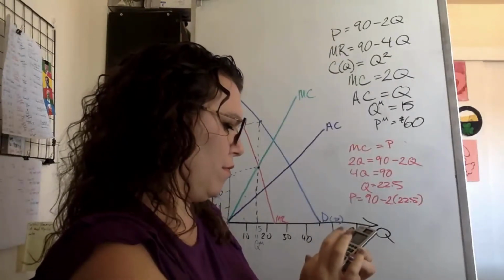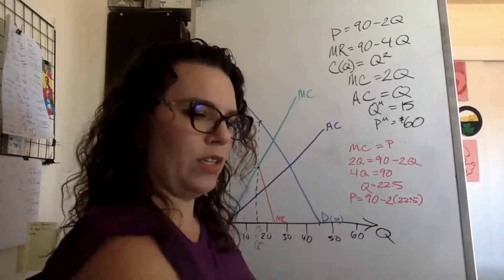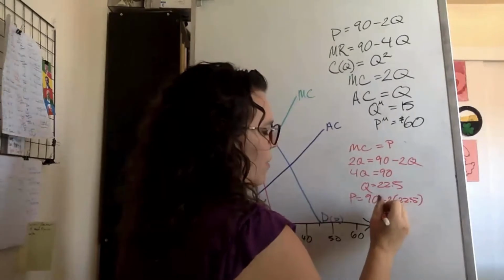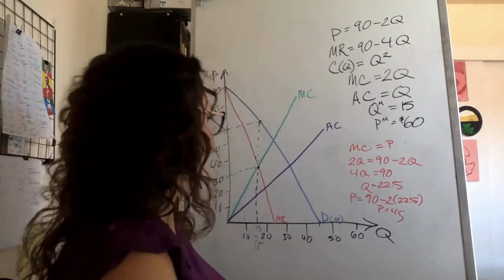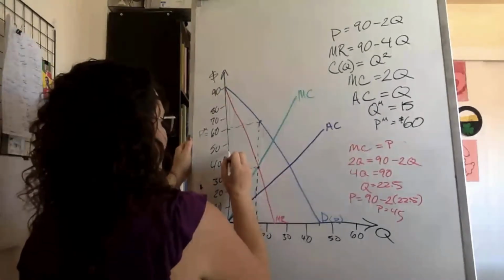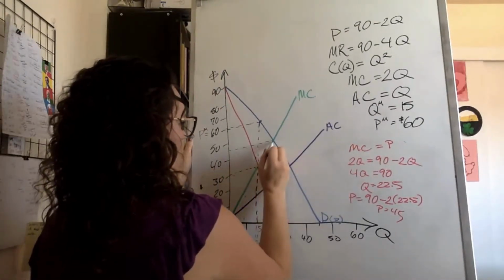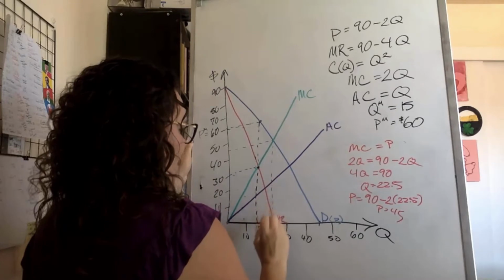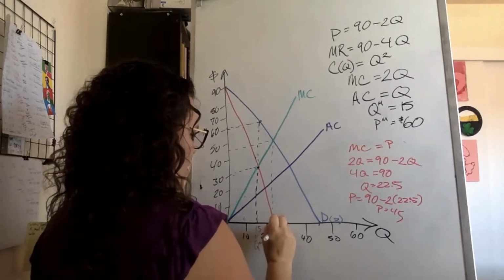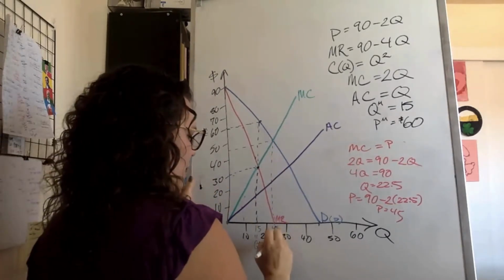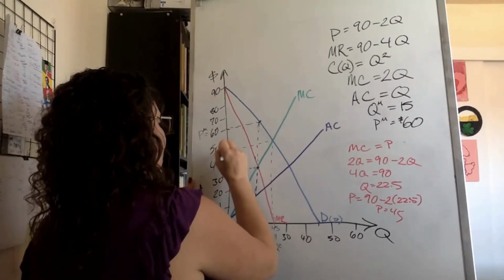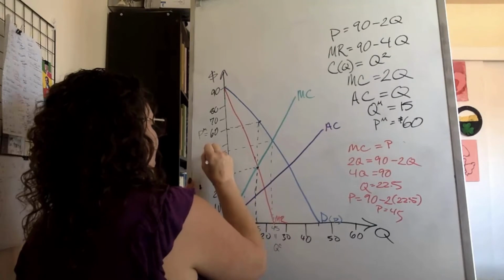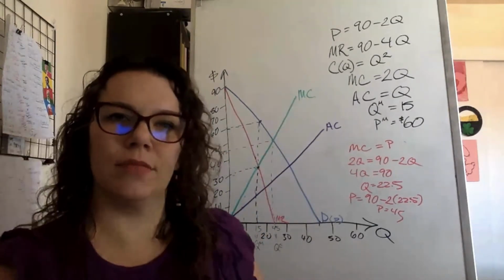45. 22.5 times 2 is 45, so price equals 45. So that's going to mean this point right here, right? That would be the competitive quantity and competitive price. Does that make sense?